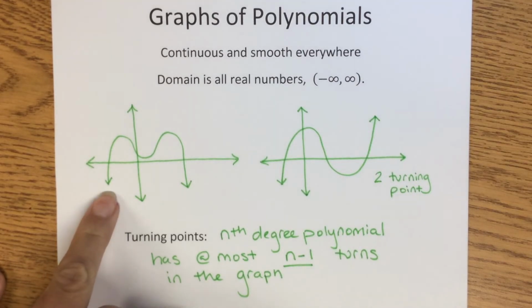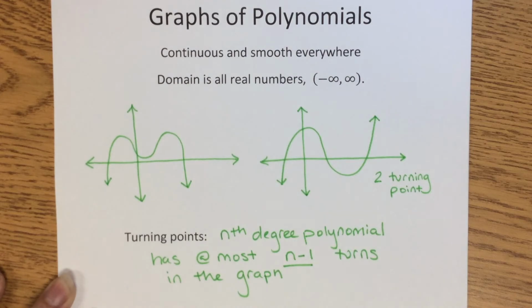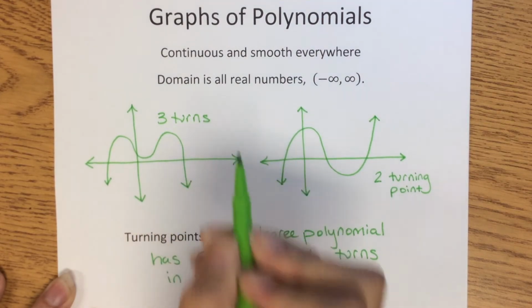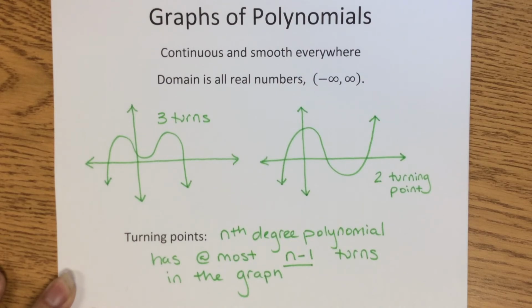Okay, so this one right here has 1, 2, 3 turns. So we could make an educated guess and say this is possibly a 4th degree polynomial. Sometimes turns disappear, and so you don't have exactly n minus 1 turns or degree minus 1 turns, but it is a good educated guess that you can make.